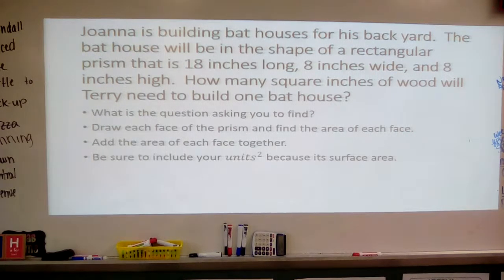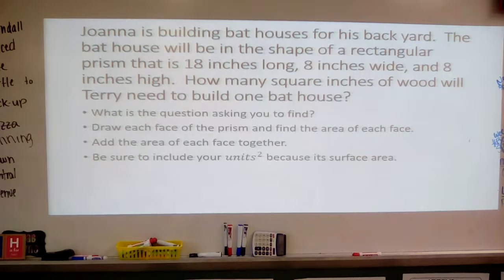All right, here we go. This is problem number 2. Joanna's building bat houses for her backyard. The bat house will be in the shape of a rectangular prism that is 18 inches long, 8 inches wide, and 8 inches high. How many square inches of wood will Terry need to build one bat house?